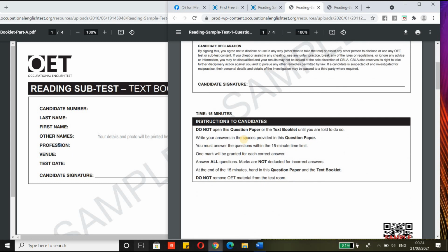Instructions to candidates: do not open this question paper or the text booklet until you're told to do so. Write your answers in the space provided in the question paper. You must answer the question within the 15-minute time limit. 1 mark will be granted for each correct answer. Answer all questions. Marks are not deducted for incorrect answers. At the end of the 15 minutes, hand in this question paper and the text booklet, and do not remove the OET material from the test room. The time now is 12:25, so I've got until 12:40 to complete the task, okay? So let's start.